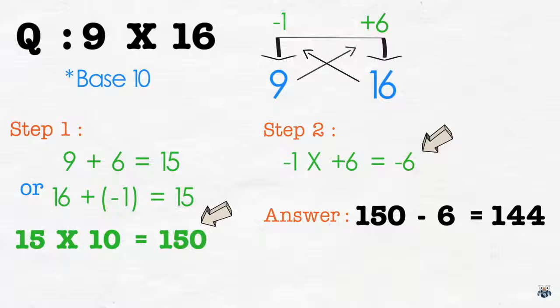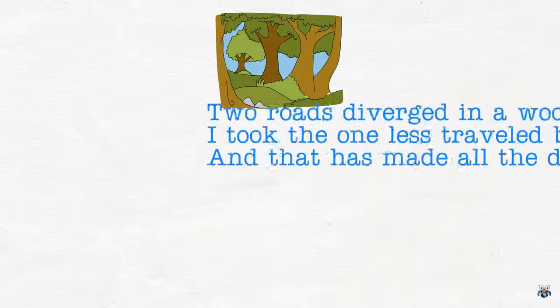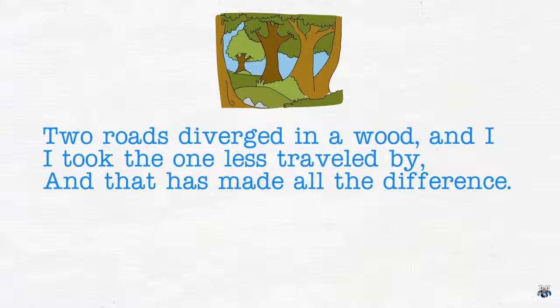Yes, it is. So this brings us to the end of the session. In the next two videos, we will look at using this method to multiply larger numbers. So please stay tuned. I would now like to leave you with a few lines from a famous Robert Frost poem. Two roads diverged in a wood and I took the one less travelled by, and that has made all the difference. I hope this less travelled Vedic math method will help you understand and enjoy the wonders of multiplication.